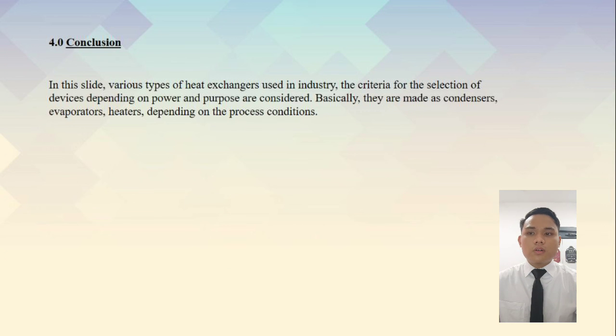Next, 4.0 conclusion. In this slide, various types of heat exchangers used in industry. The criteria for the selection of devices depending on power and purpose are considered. Basically, they are made as condensers, evaporators, heaters, depending on the process conditions.